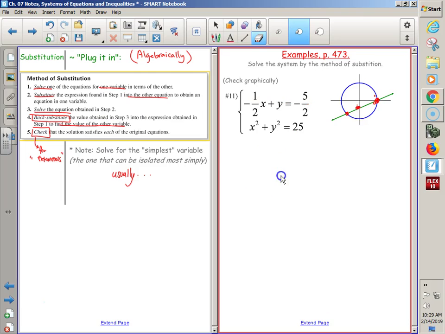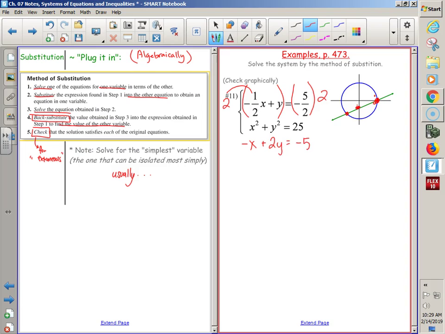So what if instead we said we don't like fractions? Who wants to say an amen to that? How do we get rid of fractions? Multiply by the denominator. Can't we multiply everybody by 2? What happens when you multiply by 2? Well, isn't that going to be -x plus 2y equals -5?